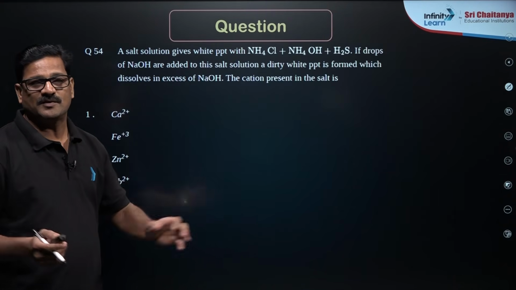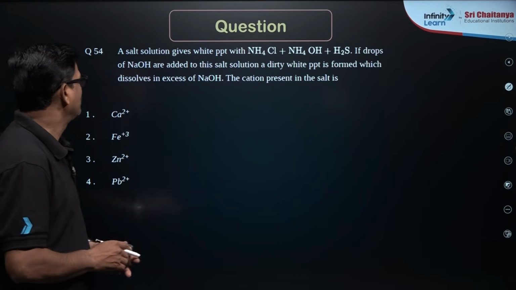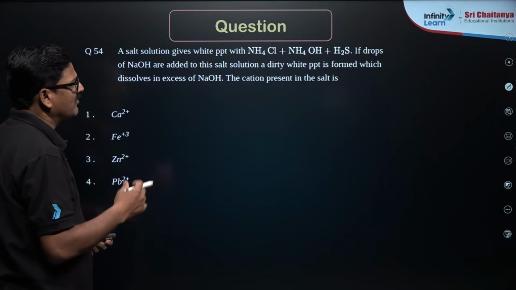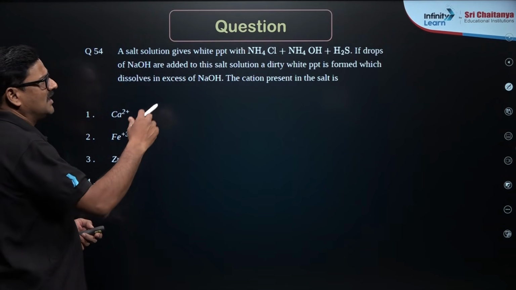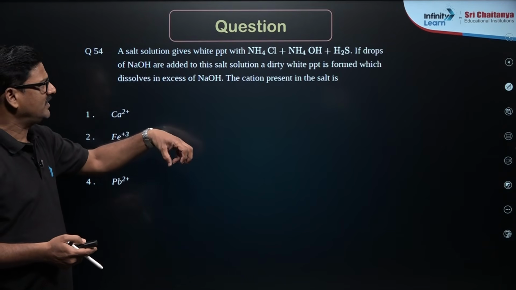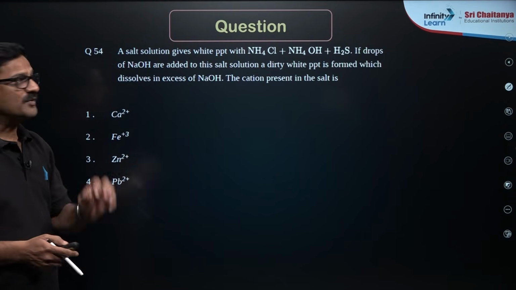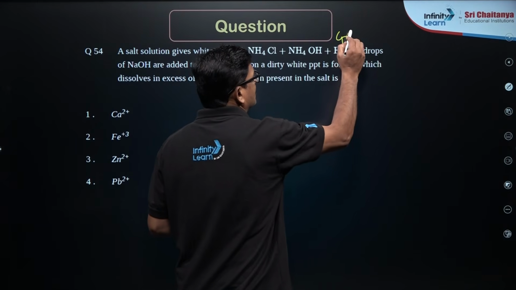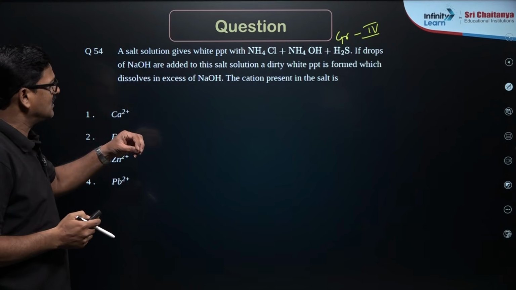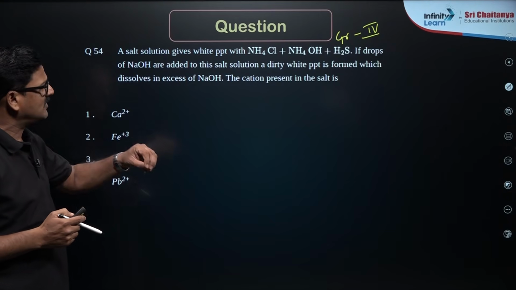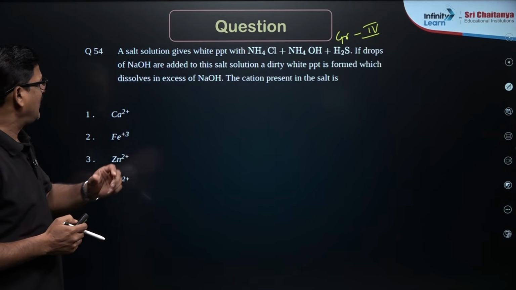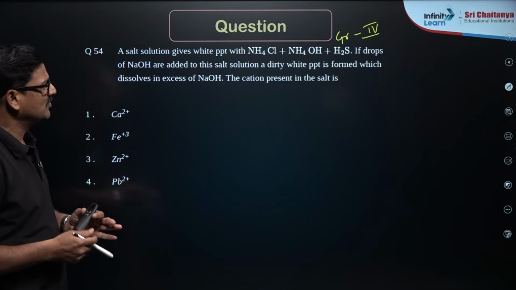Students, this question is from qualitative salt analysis. A salt solution gives white precipitate with ammonium chloride, ammonium hydroxide and H2S. It is precipitated as sulfide in the basic media. So it is supposed to be a group 4 cation. And if a drop of NaOH is added to the salt solution, a dirty white precipitate is formed, which is dissolved in excess NaOH.